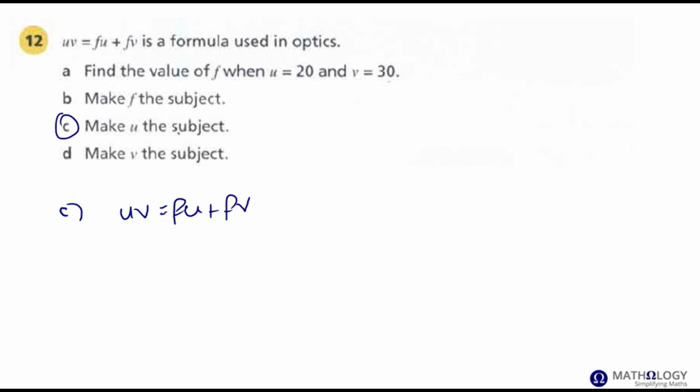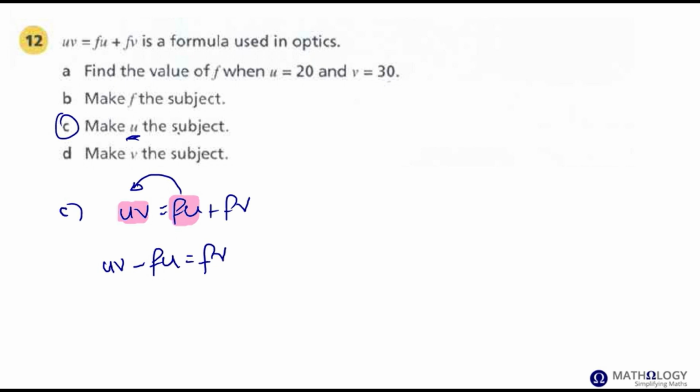Okay, we now want to make u the subject of the formula. So all the terms that contain a u need to be on one side of the equation. We have a term on the left, uv, and we have a term on the right, fu. We need to get these two terms on the same side of the equation. So we're first going to move fu over to the left. So uv minus fu equals fv.